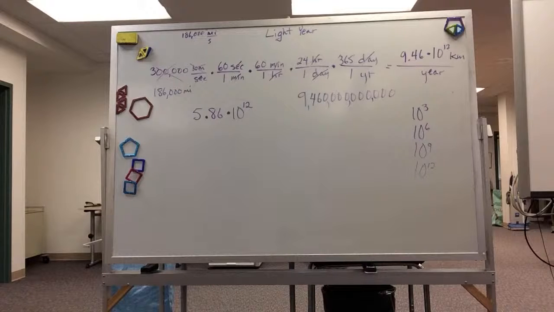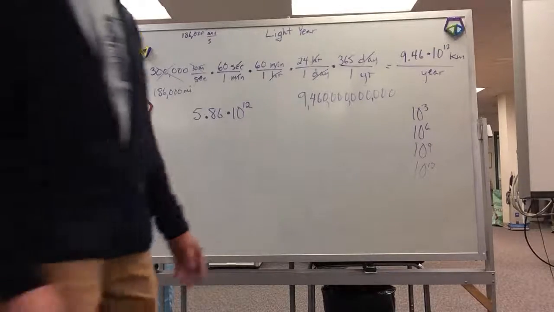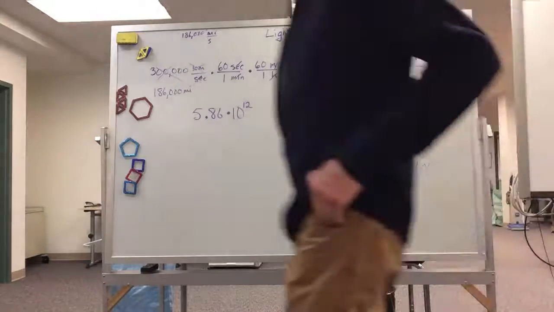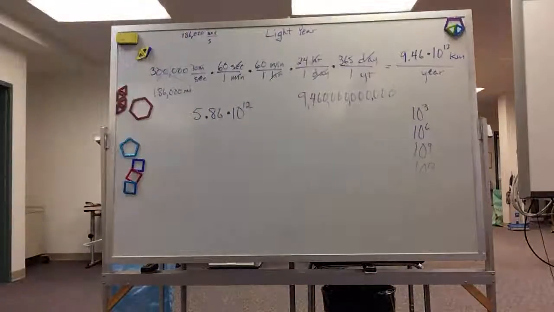Why would they use light years for measurement? Why do they use light years for measurement? Because the distances are so great in space. If we said how far it was to the nearest star and we had to use that number in any kind of calculation, 25 trillion, and that's the closest star.